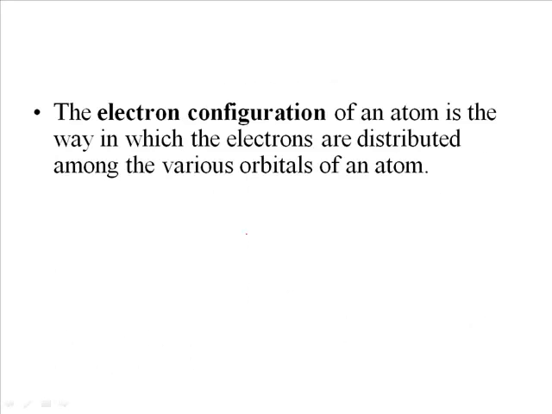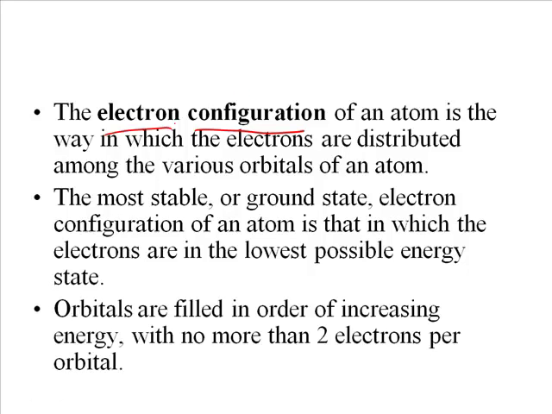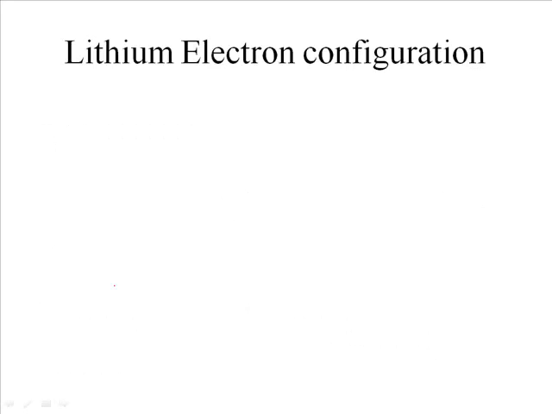Okay, the electron configuration is just what it means. It's the configuration. It's how the electrons are configured in an atom. And the easiest way to get to that is just to look at the ground state, or when all of the electrons are in their lowest possible energy state. And the way that you write the electron configuration is you just use the periodic table.